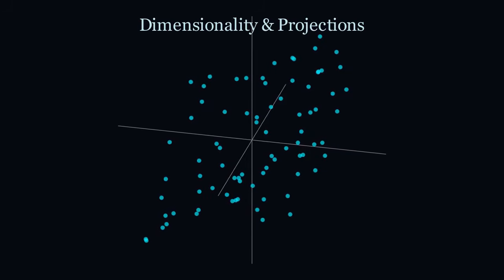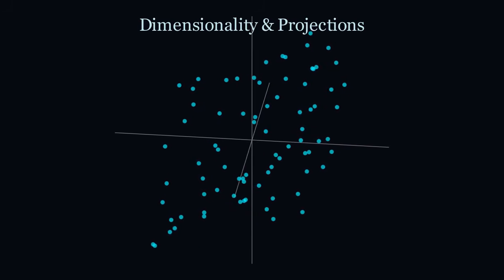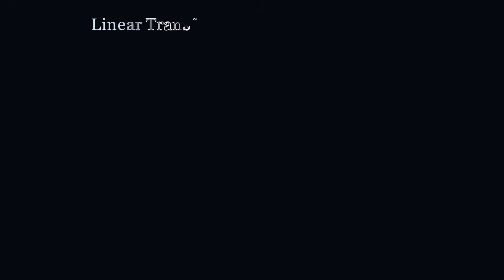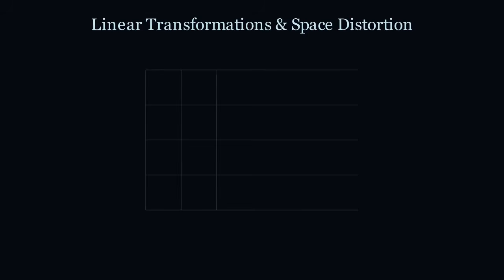How does a computer know exactly how to spin this high-dimensional space to find the perfect angle for compression? The answer lies in eigenvalue decomposition, a geometric process that identifies the hidden axes of a dataset. To understand this rotation, we must first look at what a matrix does to space.